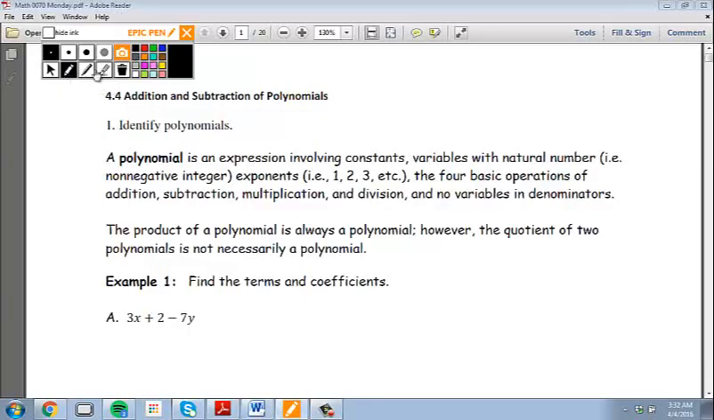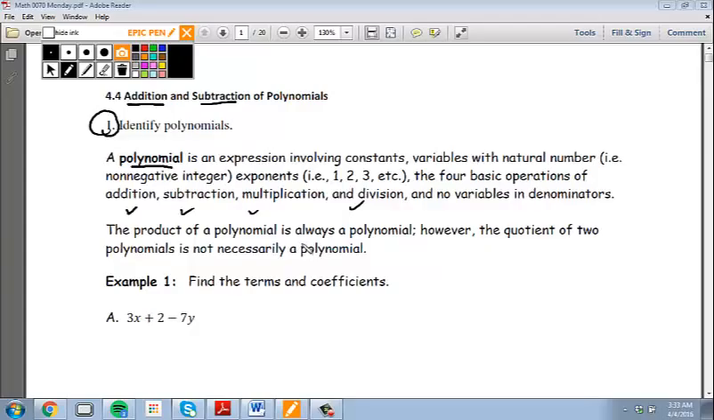In this video, we're going to do section 4.4, addition and subtraction of polynomials. So topic 1 is identify polynomials. A polynomial is an expression involving constants, variables with natural number or non-negative integer exponents such as 1, 2, and 3, and the four basic operations of addition, subtraction, multiplication, and division, and no variables in the denominators. So it can have variables, and it should have variables, just not in the denominator.